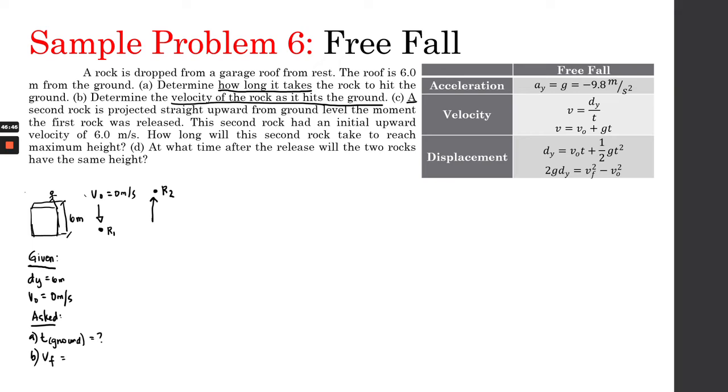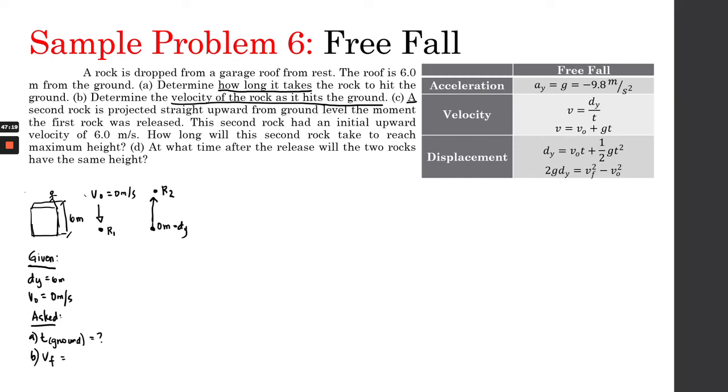A second rock is projected straight upward from the ground level, so from the ground, which means 0 meters. So this is our dy, 0 meters, the point of release here. A second rock is projected straight upward from the ground level the moment the rock was released. So when the rock at the beginning was released, it was also thrown up. So they both, it fell and it was thrown upwards both at the same time.